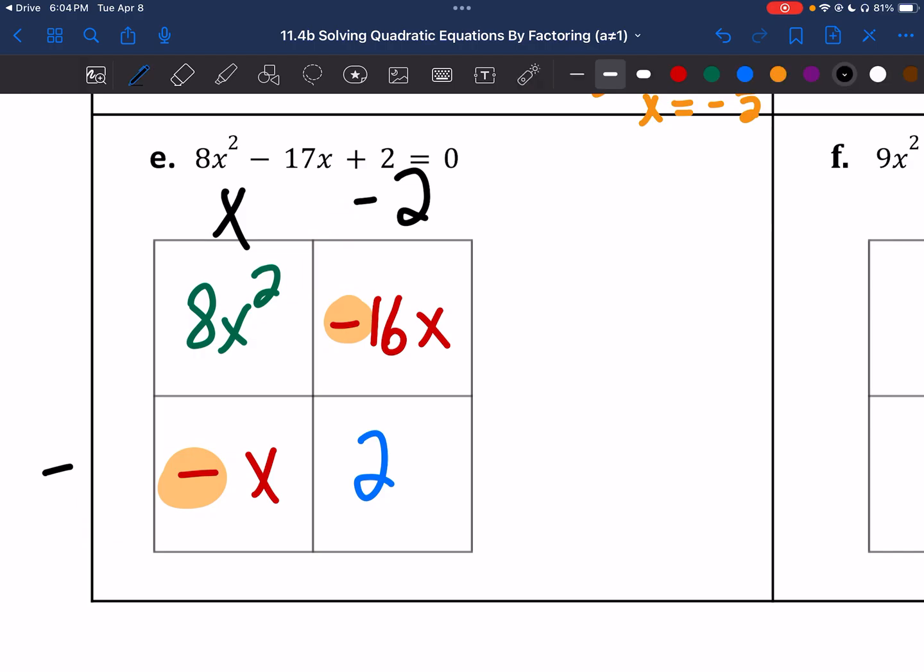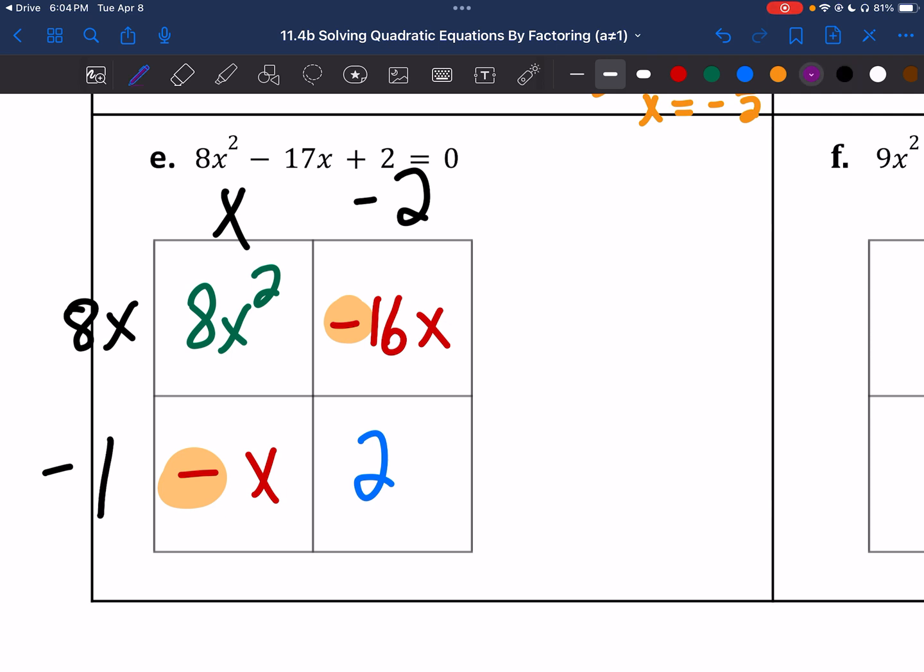All right, so first row, we've got 8x squared minus 16x. Common factor is 8x. Second row, negative x and 2. Common factor was a negative 1. So now we're going to set those equal to 0.